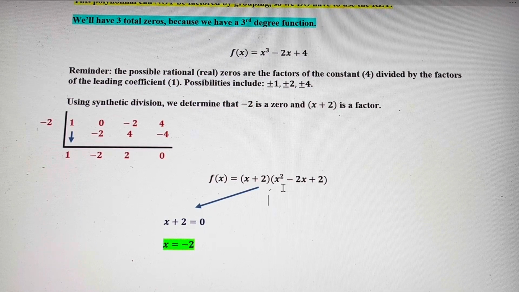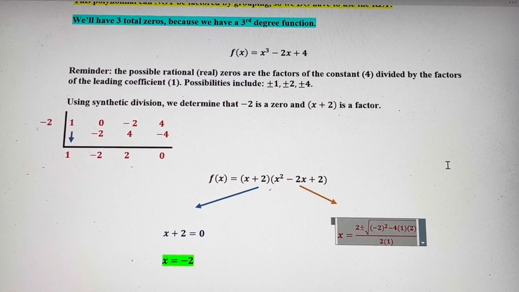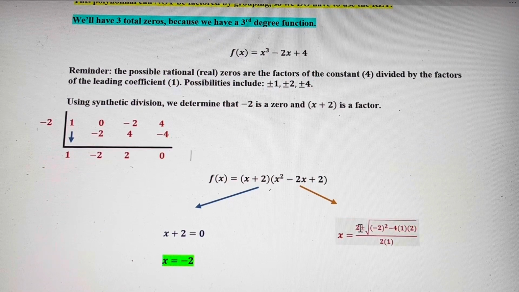Okay. For this second one, though, this trinomial here, I'm going to have to use the quadratic formula to solve that. So my b value is negative 2. B value again, negative 2, minus 4 times A, which is 1, times C, which is 2, over 2 times A. Okay, so we just plug everything in for our quadratic formula.